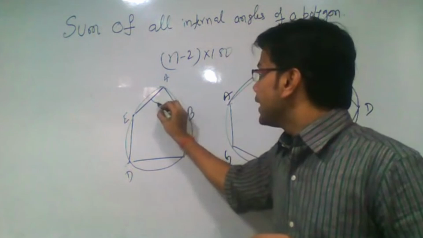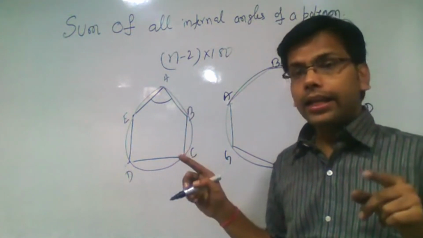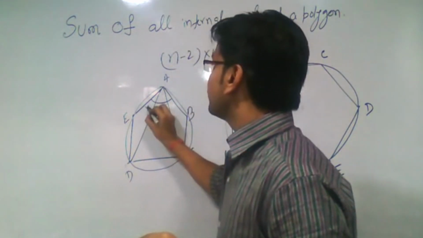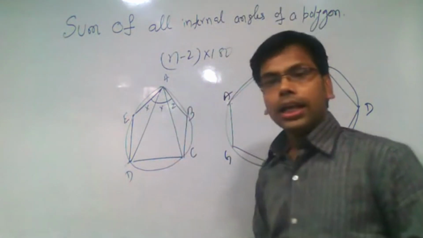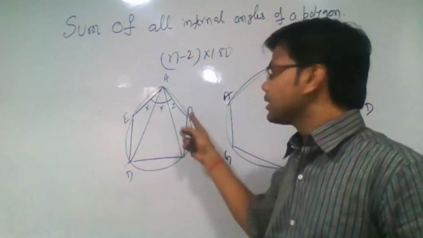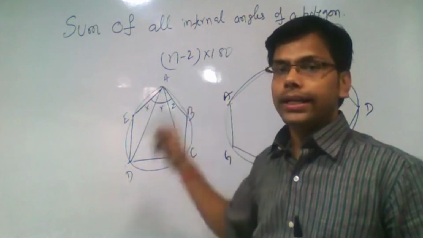So we have to find the angle at A. The angle at A is nothing but the summation of x, y and z. If you find the angle at A and multiply by 5, because all angles are the same if the figure is regular, then we will get (n minus 2) into 180 degrees for the pentagon.